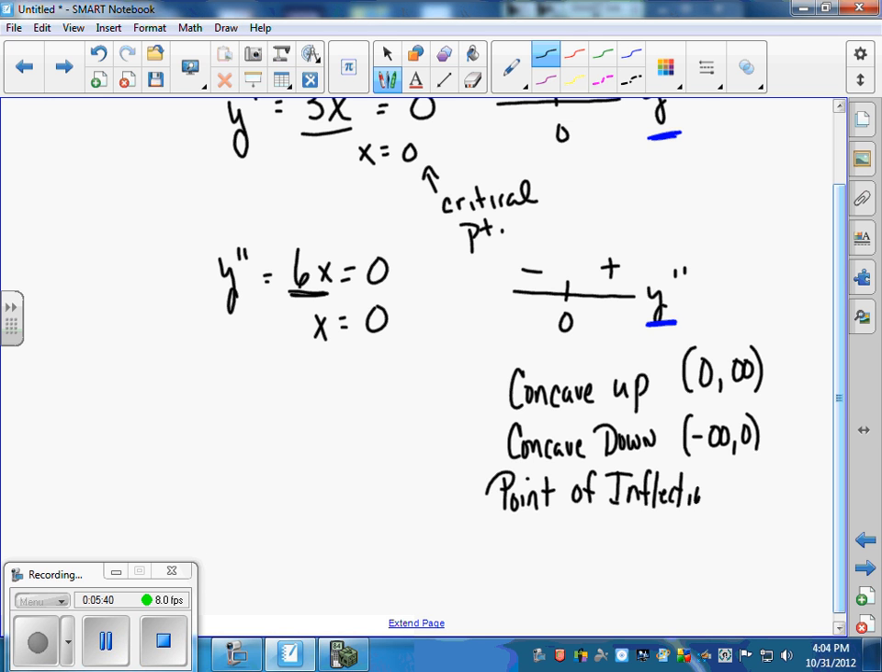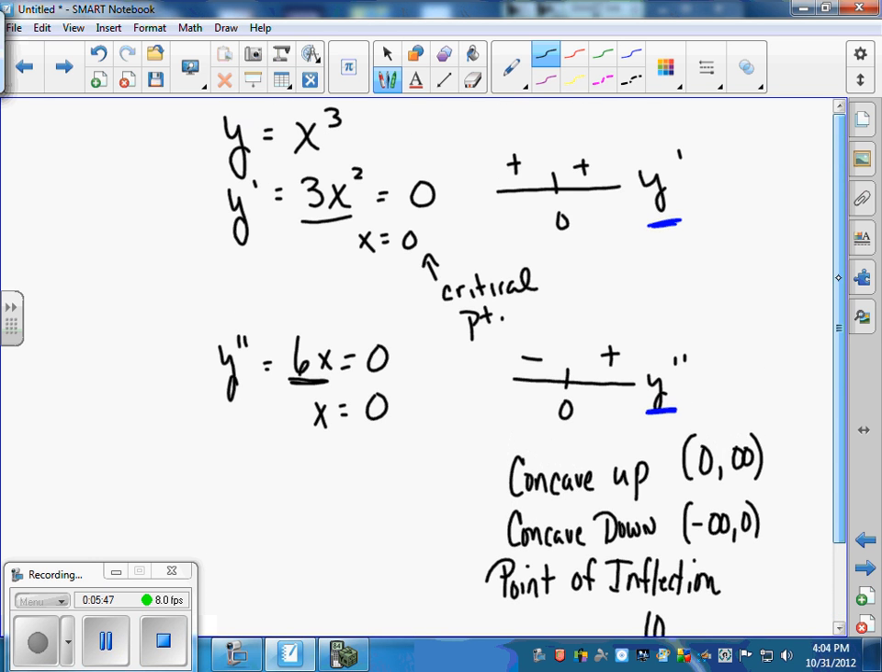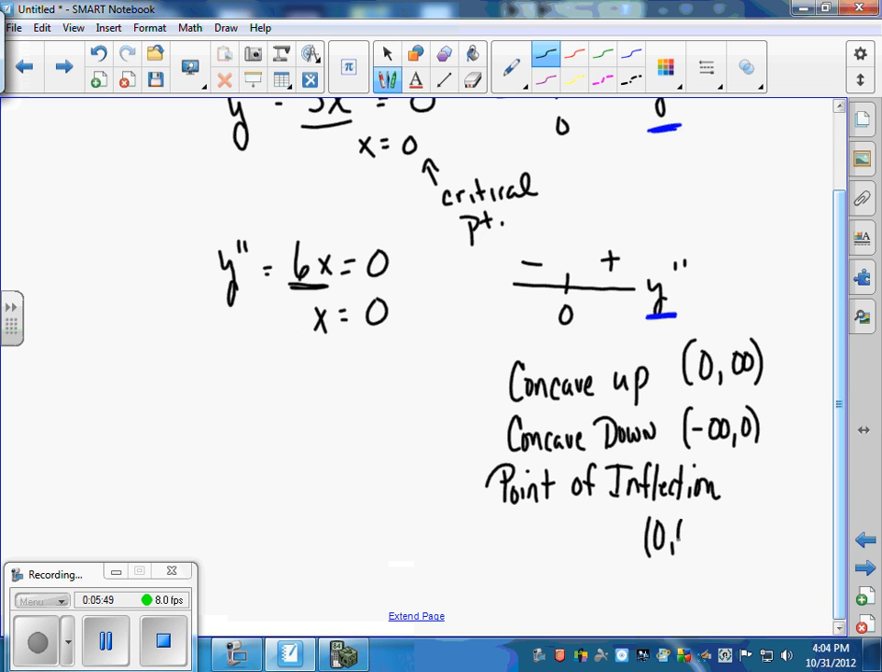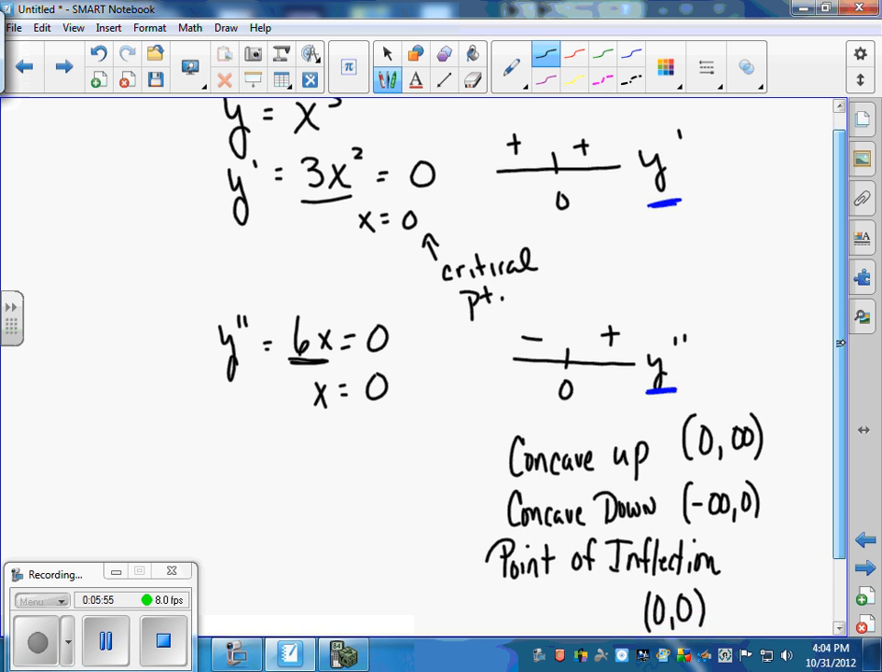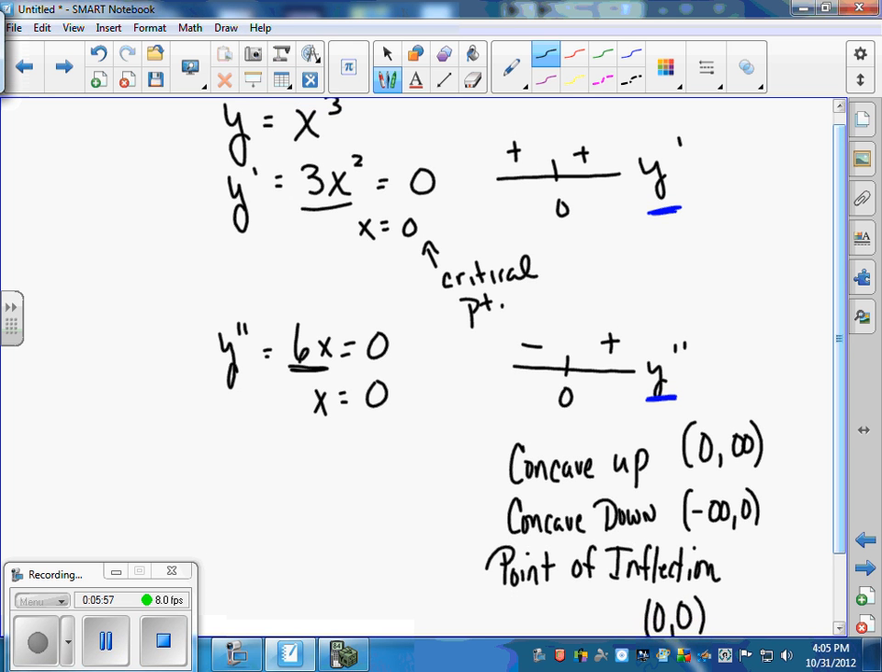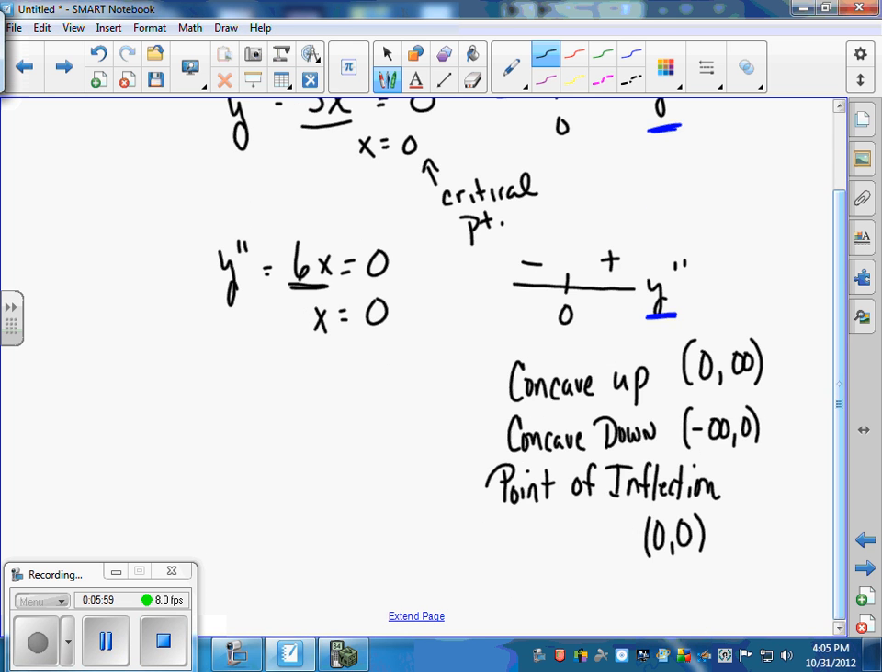Okay. So there is a point of inflection at 0, and now I go back to the original function. If I put 0 in, I get 0. So there's a point of inflection at (0, 0). Now what I have to do when I sketch this is try to combine these two sign charts into one picture. So just doing a rough sketch here.